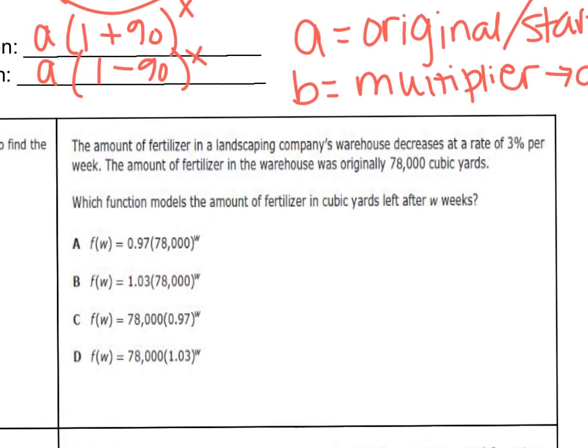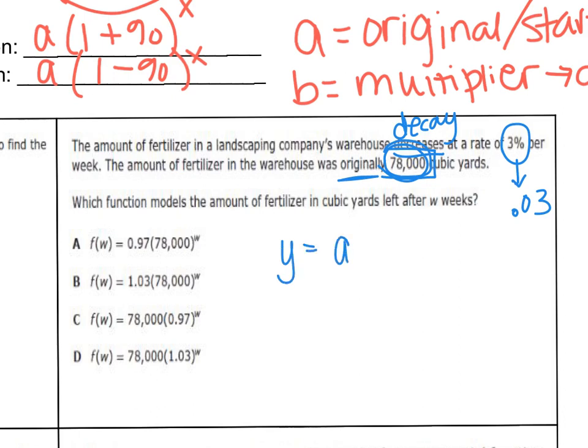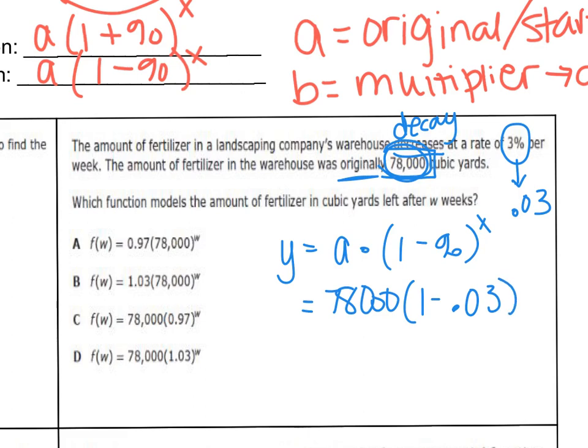Looking at the next question, the amount of fertilizer in a landscaping company's warehouse decreases at a rate of 3% per week. Decrease means going down, that's decay. 3%, write it as a decimal, 0.03 per week. The amount of fertilizer in this warehouse was originally 78,000 cubic yards. Originally, so that's our A. Y equals A times, this is decreasing, 1 minus our percent to the x power. So our original amount is 78,000 times 1 minus our percent, 0.03 to the x power.